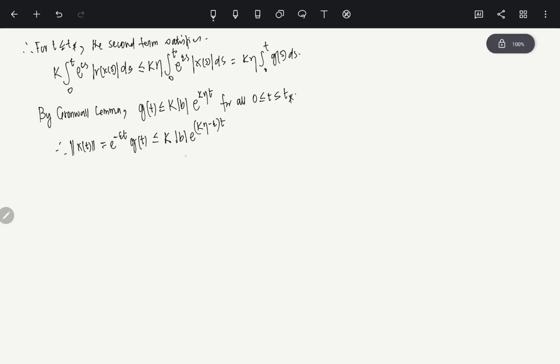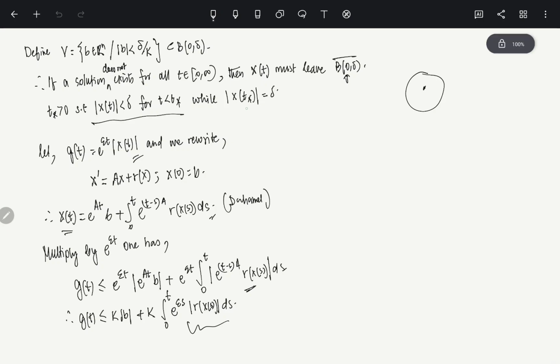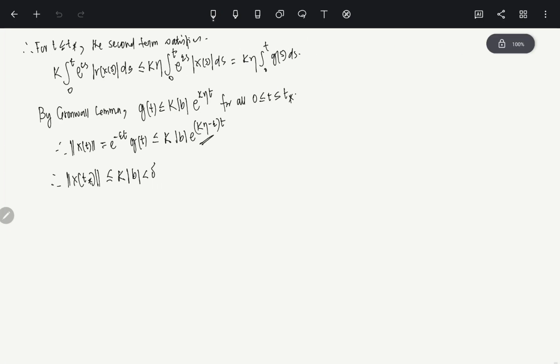See, norm of x of t is this, right? And now the exponential is decaying, k eta minus epsilon is negative, that we know. Therefore, norm of x at t star will be less than k times mod b, because this is going to 0 as t tends to infinity. And what is k times mod b? This is less than delta, that is our assumption, right? So that's a contradiction, because we are saying that norm of x of t star is equal to delta. So that's a contradiction.